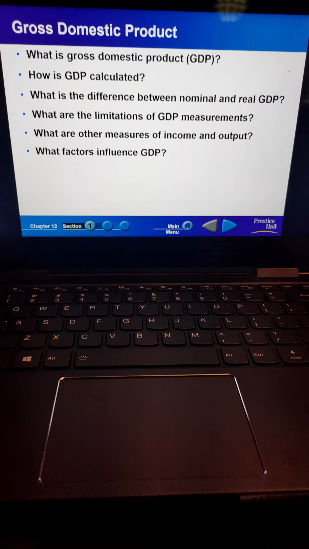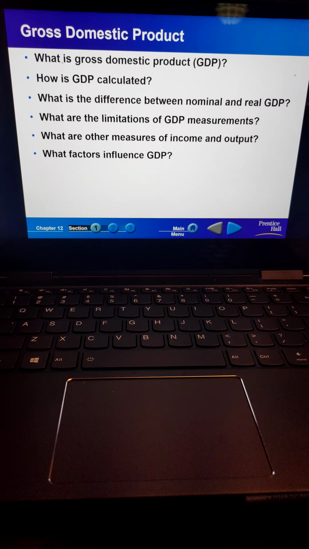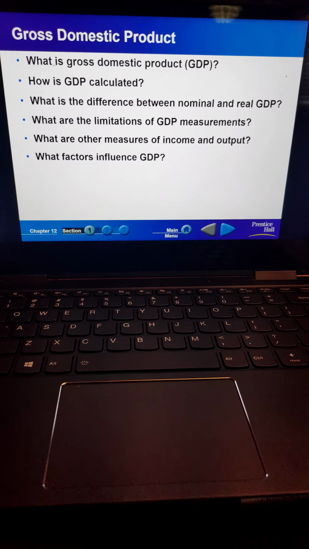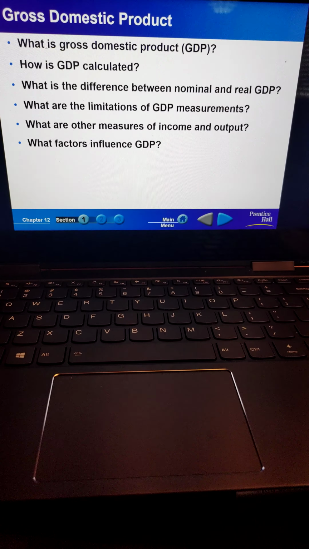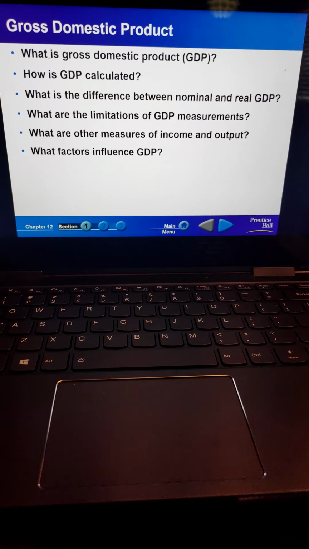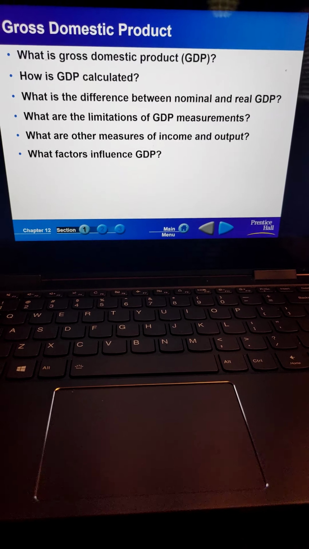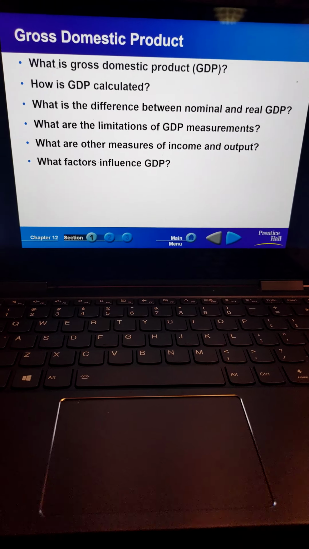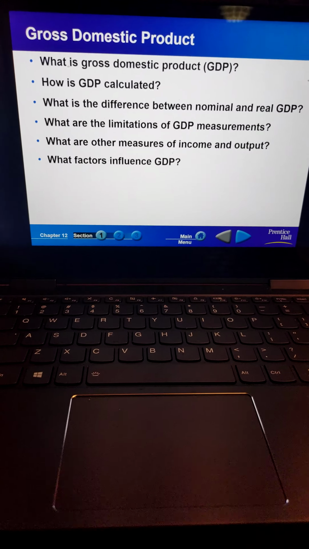We'll also learn the difference between nominal and real GDP. Again, what are some limitations to what GDP can measure in terms of our economy? And how else can we measure the economic health in terms of income and how much is being produced?